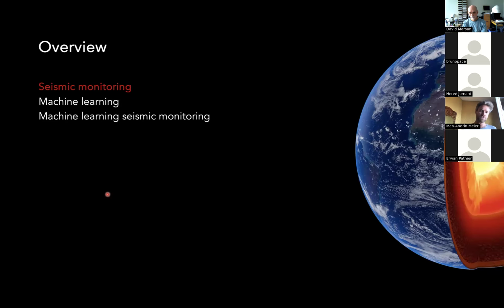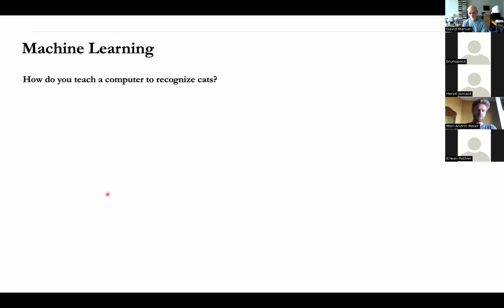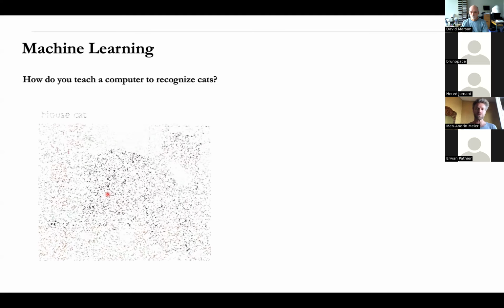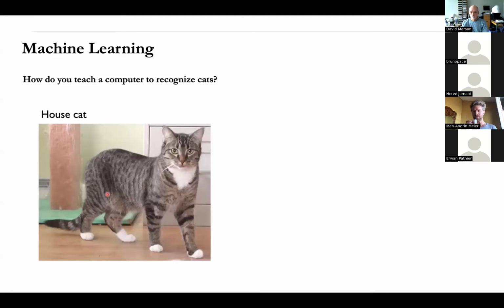And so how can we do this with machine learning? To explain or discuss this, let's first look into machine learning in general. So what is machine learning? A lot of the recent advances in machine learning come from the field of computer vision. And you can start with the question, how do you teach a computer to recognize a cat?